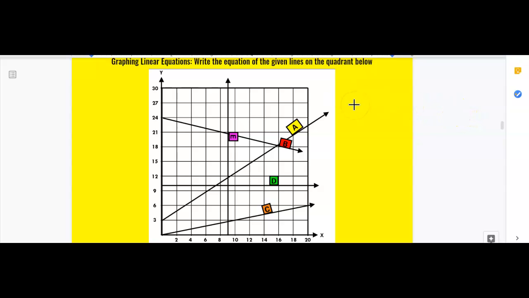All right, so let's talk about yesterday's do now. I'm going to go over and review it; rewind, fast forward as you need. It says graphing linear equations. It wants us to write the equation of given lines in the quadrant below. So let's take a look here.